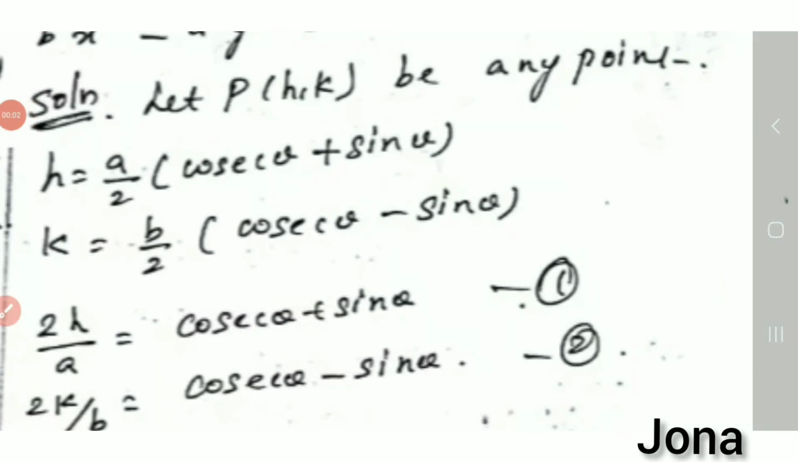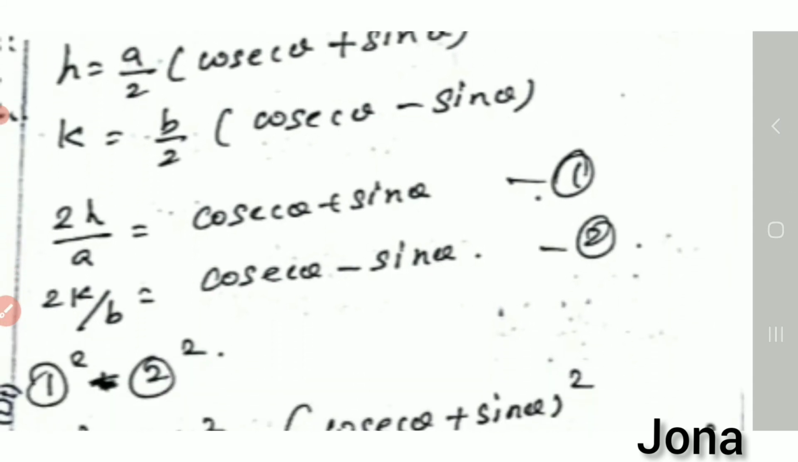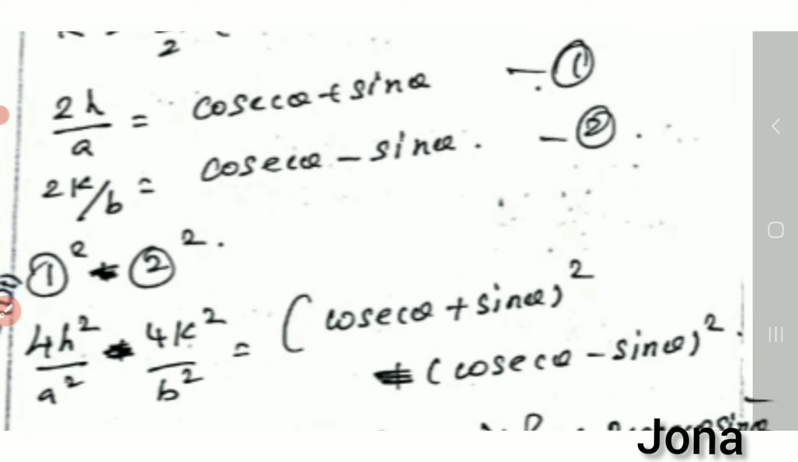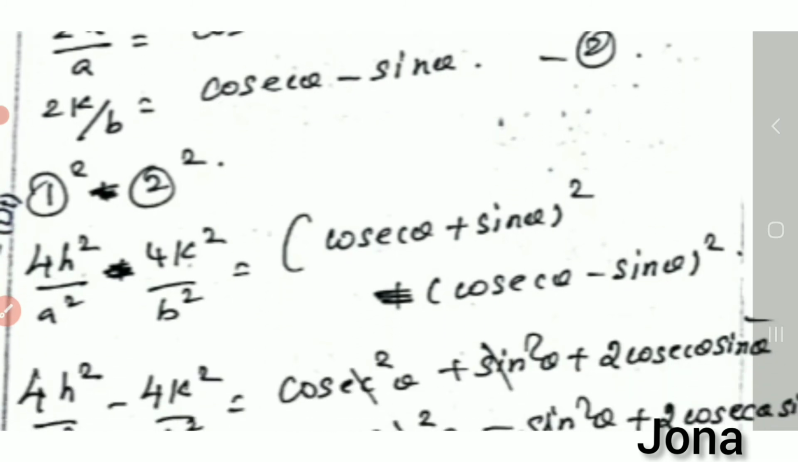let P of h comma k be any point. So h equal to a by 2 of cosecant theta plus sin theta, and k equal to b by 2 of cosecant theta minus sin theta. So here we can cross multiply this, so that we have 2h by a equal to cosecant theta plus sin theta, and 2k by b equal to cosecant theta minus sin theta. From these two, we can consider them as the equations. So the first equation square minus the second equation square will be given like this.